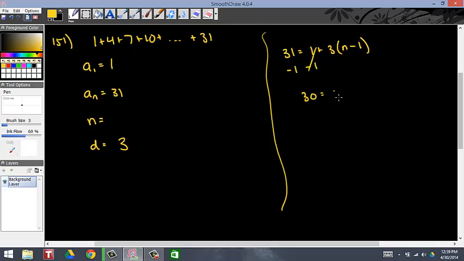You're going to subtract 1 from both sides. So you get 30 equals 3 times n minus 1. Divide both sides by 3. You could have distributed. You'd end up with the same thing. So 10 equals n minus 1. So n equals 11.